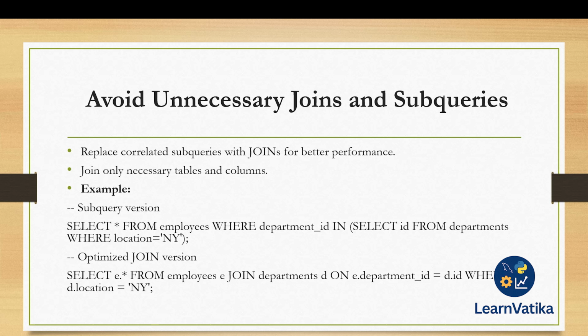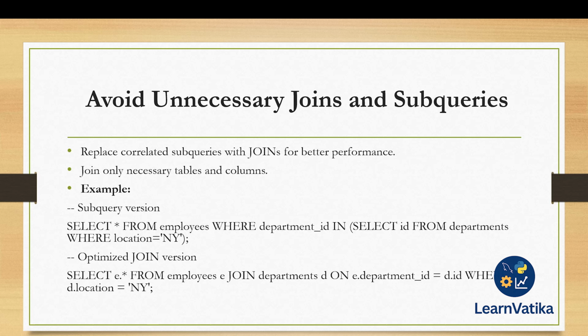So avoid unnecessary joins and subqueries. We need to replace correlated subqueries with joins for better performance. Join only necessary tables and columns. You can see one example. The first version is the subquery version, that is select star from employees where department_ID in, and here comes the subquery, that is select ID from departments where location equals NY, that is for New York.